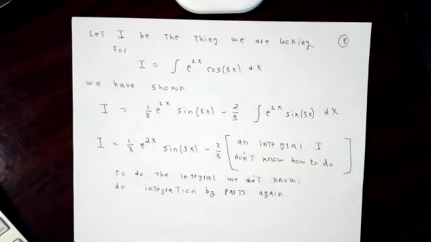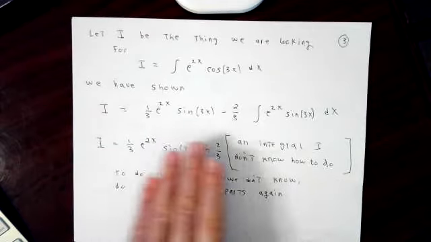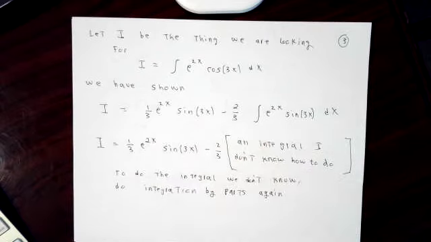To try to keep things straight, I'm going to make up a symbol to call the thing that I'm trying to calculate. I'll call the integral capital I, and what we've figured out is that capital I is equal to this expression, which I'll rewrite as 1/3 e to the 2x sine 3x minus 2/3 times, in a pair of brackets, an integral that I don't know how to do. To get this integral that we don't know how to do, we'll do integration by parts again.